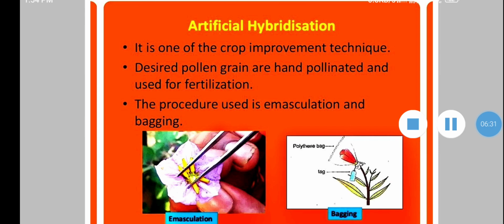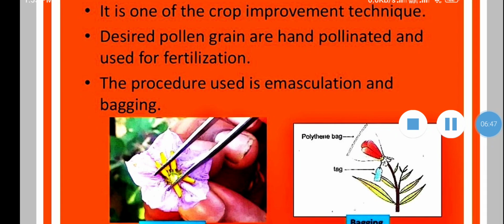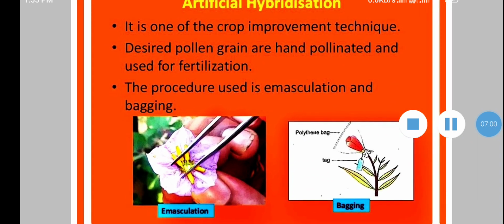Next is artificial hybridization. It is one type of crop improvement technique. Desired pollen grains are hand pollinated and used for fertilization. The procedure used is emasculation and bagging. We are going to study practically about the techniques of artificial hybridization, that is emasculation, bagging and tagging. So emasculation is nothing but removal of anthers to avoid self-pollination.